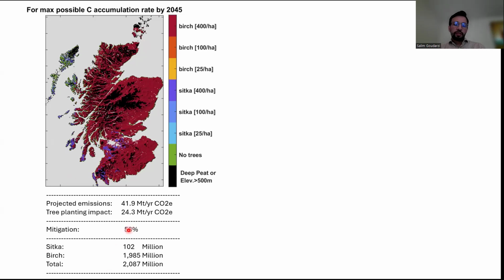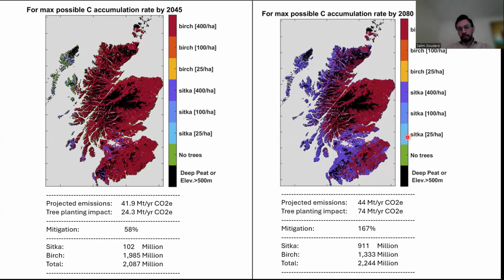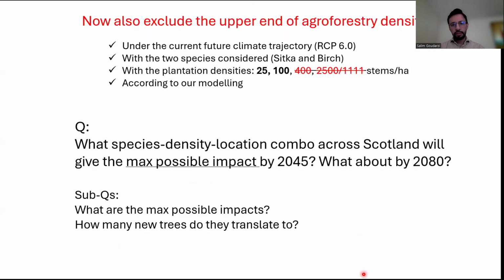And we can meet 58% of the targets by 2045. Again, if we optimize for 2080, then we get a different pattern. We have to plant Sitka in a lot of areas where birch doesn't grow as fast. And if we do that, we can actually meet 167% with over 2 billion trees to plant. Again, these scenarios are not really having a footing in reality as far as I know, but again, it's to estimate a theoretical upper bound.